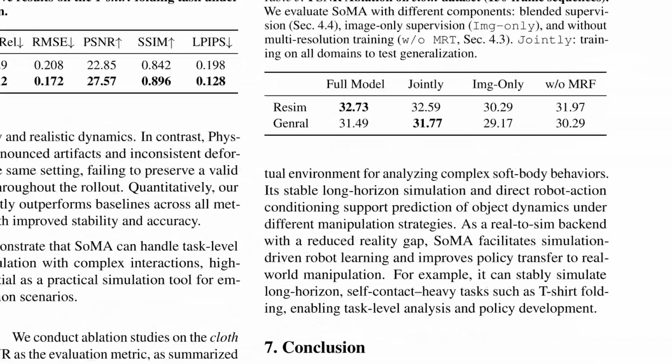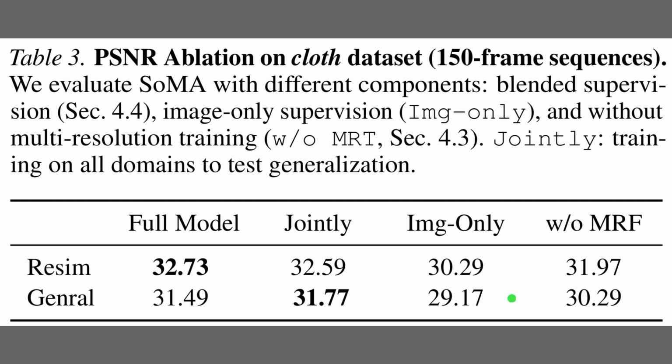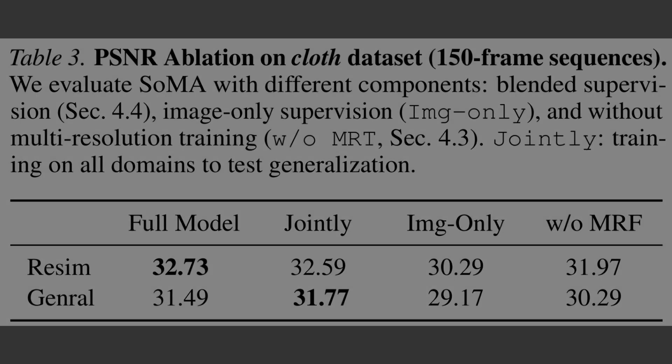Well, having seen the top-line results, Table 3 now breaks down which components actually drive that success through an ablation study. The table compares the full model on the left against restricted variants. A key finding appears in the image-only column, where generalization scores drop to about 29. This confirms that blended supervision is critical for transferable dynamics. Furthermore, the far right column shows that removing multi-resolution training also degrades stability, validating the coarse-to-fine strategy.